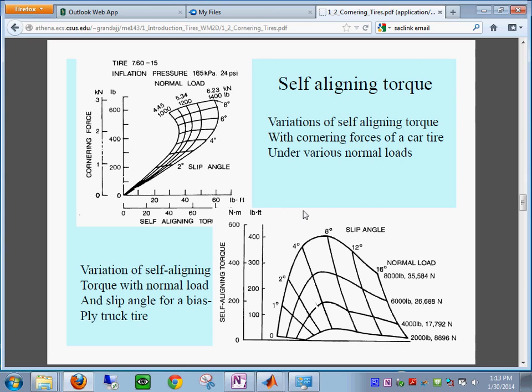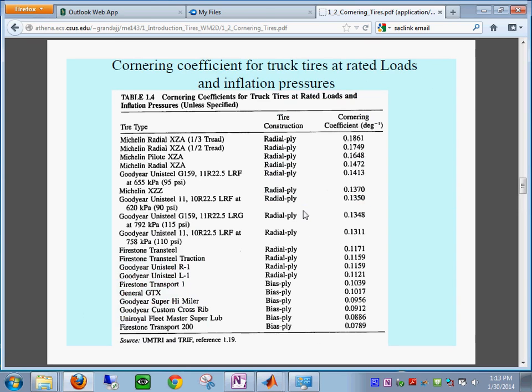So I think that we'll stop for now. This is just basically an introduction to what tires can do for you and how to measure them.